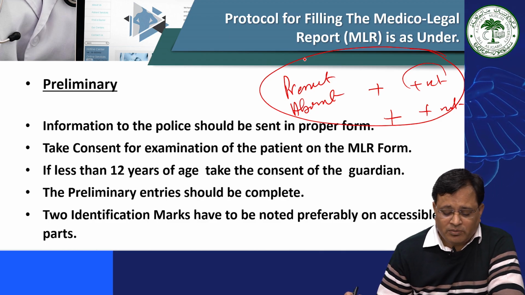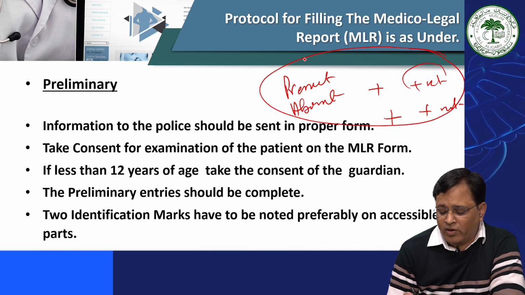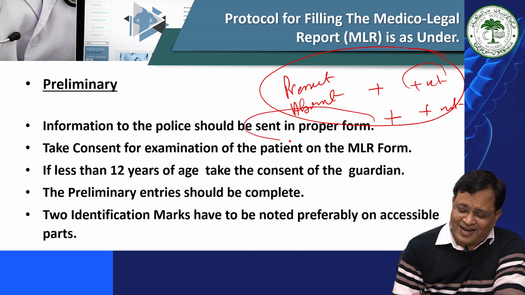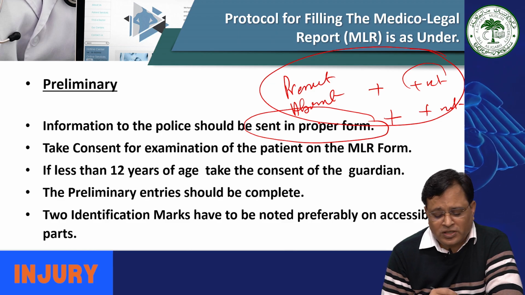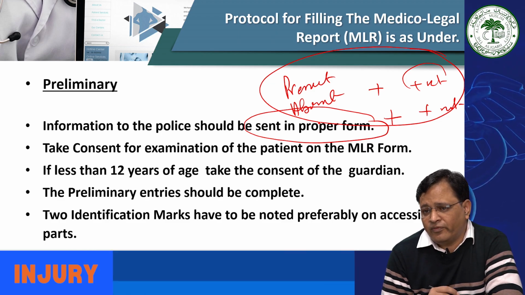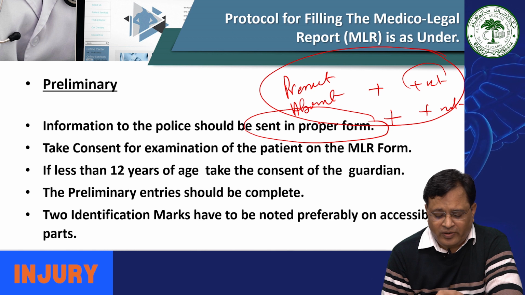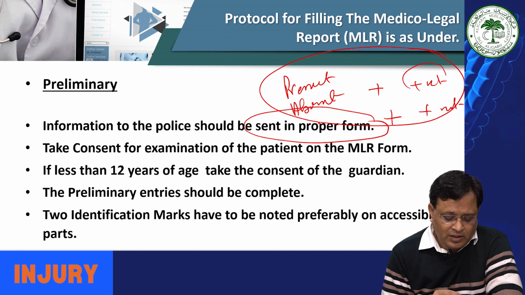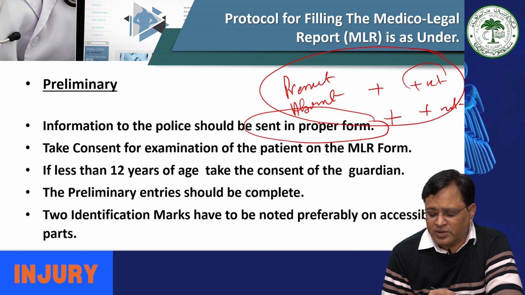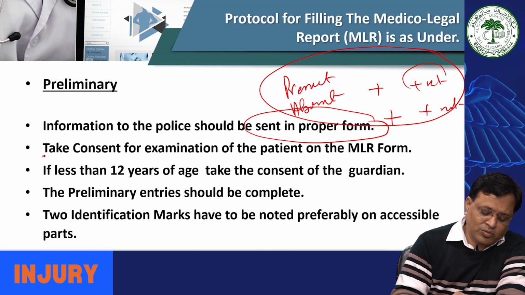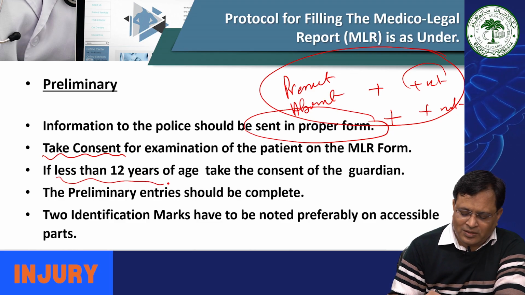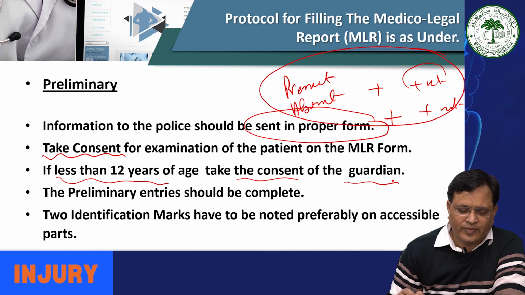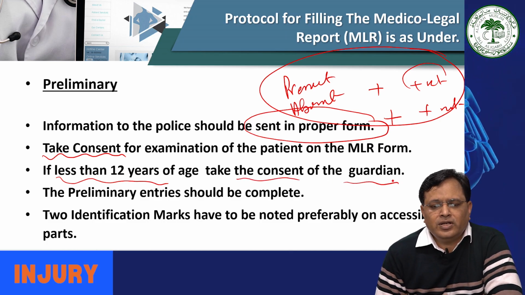Primarily, the information to the police should be sent in the proper form. There is a form designed for that in most hospitals, the police memo. A particular form is available, and that should be filled and sent to the police. Take consent for examination of the patient. The patient's consent should be taken for examination. If less than 12 years of age, take the consent of the guardian. Primary entries should be complete.